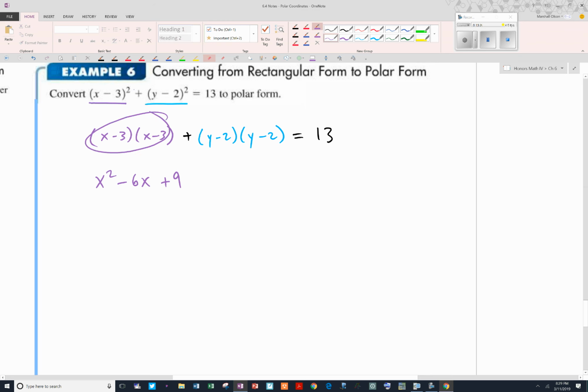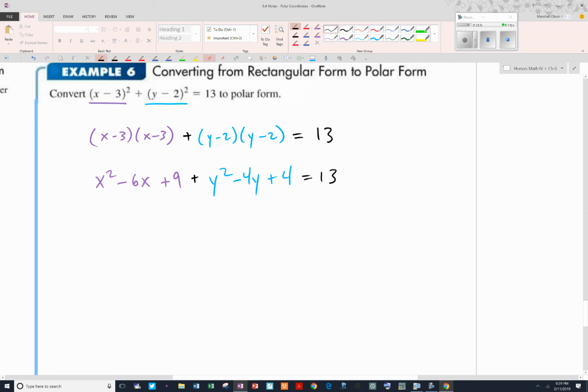If you don't trust me, go ahead and FOIL that thing out. Let's use that same idea here. We know we're going to get y squared to start. The last term is going to be positive 4. The middle is going to be the product of those two things, negative 2y, but doubled, so it's going to be negative 4y. And those terms are all being added together right there. And this all equals 13.